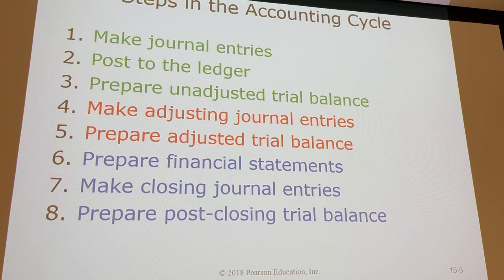The ones shown in green here are the ones that we covered in Chapter 2: making journal entries, posting to the ledger, and preparing the unadjusted trial balance. The ones in red are the ones that we covered last week in Chapter 3: making adjusting journal entries and preparing the adjusted trial balance. The ones in blue are the ones that we'll cover tonight in Chapter 4: preparing the financial statements, making closing journal entries, and preparing the post-closing trial balance.